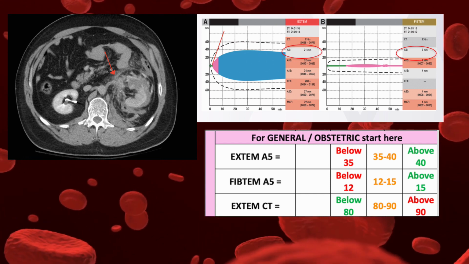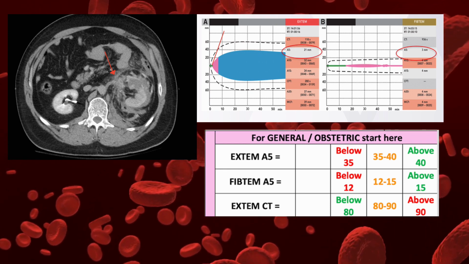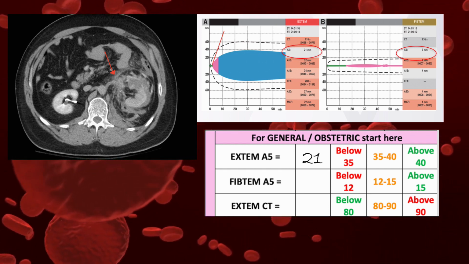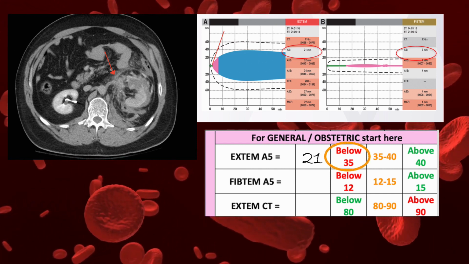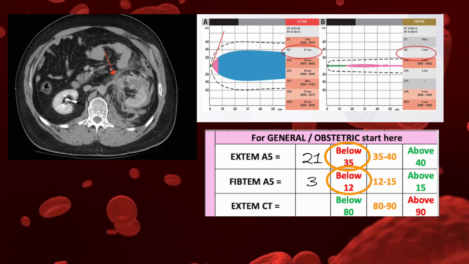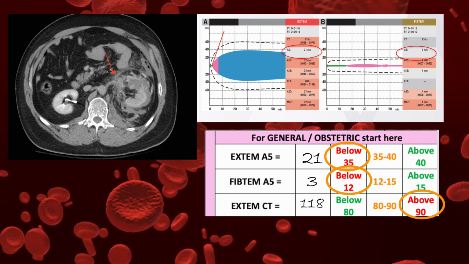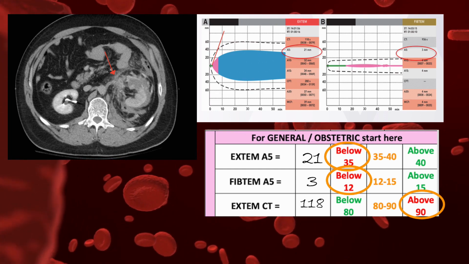After filling in the sticker and circling general algorithm, we then consider her ROTEM numbers. Her EXTEM A5 is 21. This is in the red and hence abnormal. Her FIBTEM A5 is 3, which is also red. Her EXTEM CT is 118, which is also red. Now let's look at the algorithm to see what this means we should do.